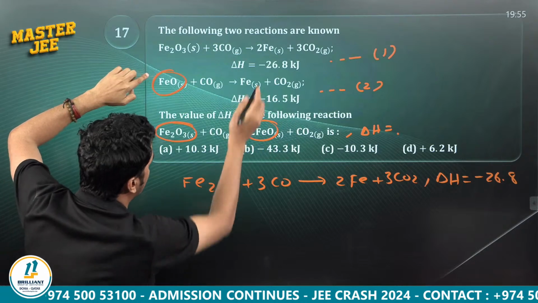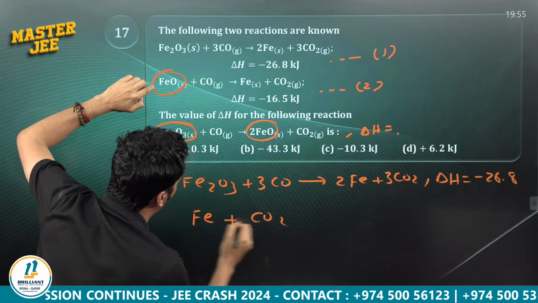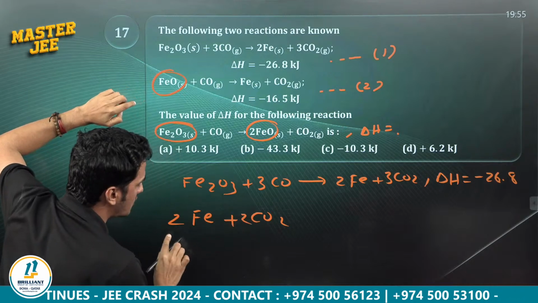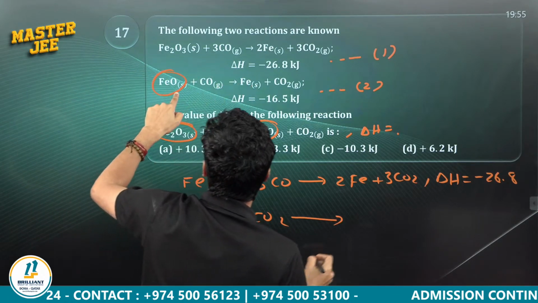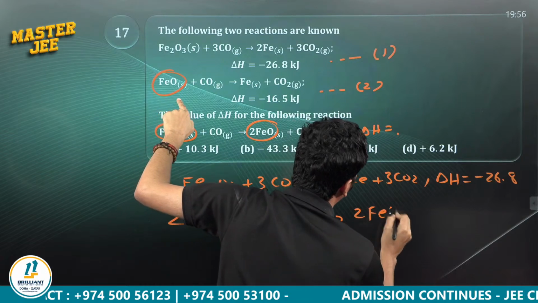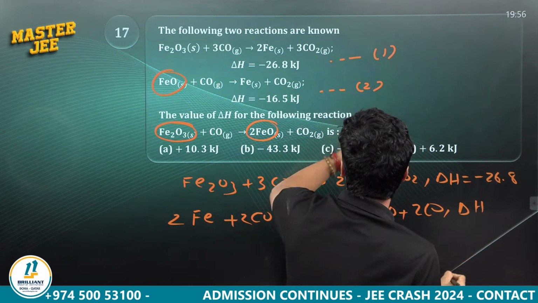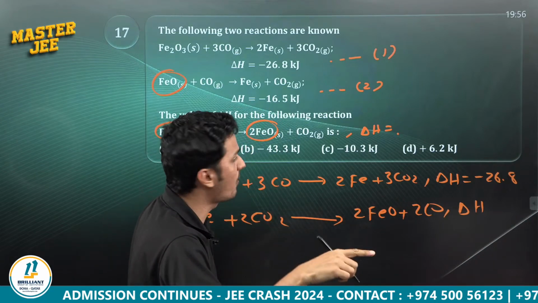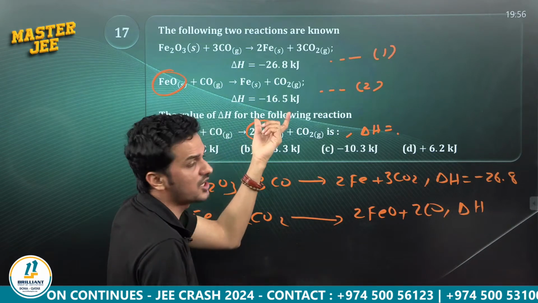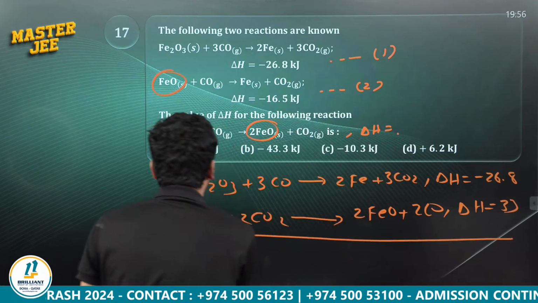So I am reversing it. If I reverse it, it will be Fe plus CO2. I have to multiply it with the 2 also. So 2 Fe plus 2 CO2 gives 2 FeO plus 2 CO. Its delta H becomes, reversing and multiplying with the 2, minus 16.5 becomes 16.5 into 2, which means 33. That's equal to 33. I just want to add it.